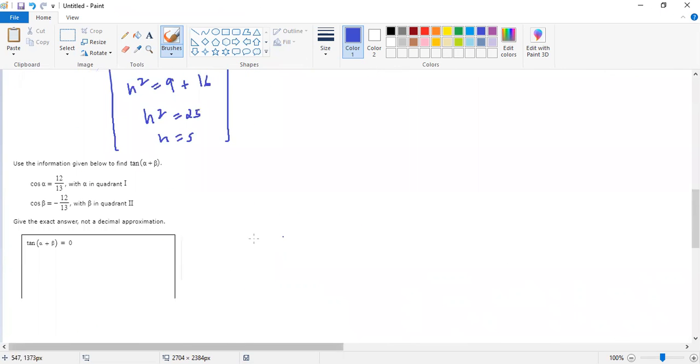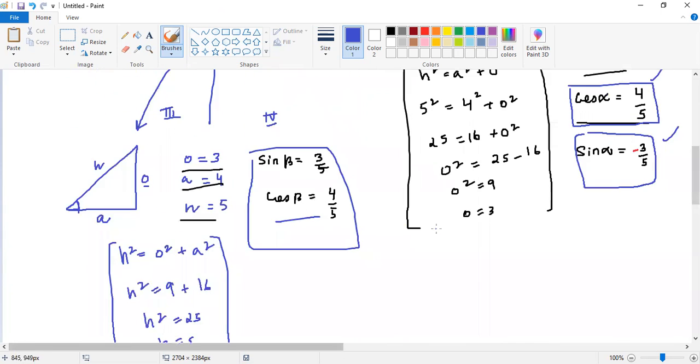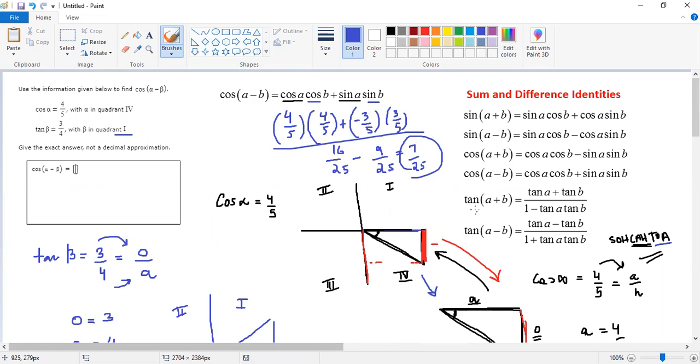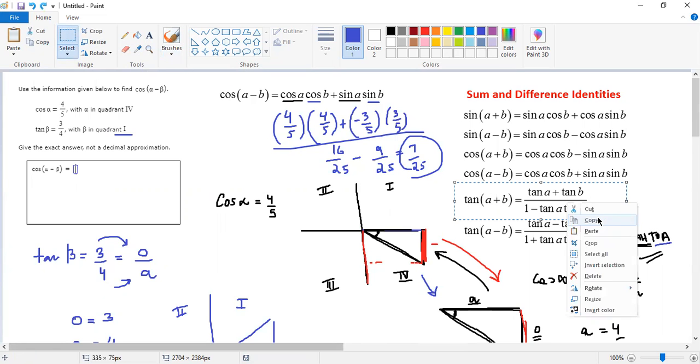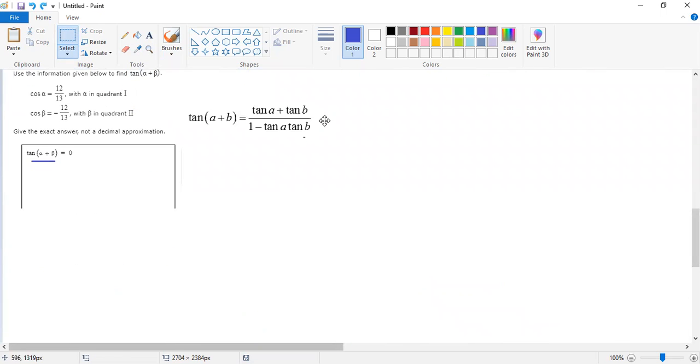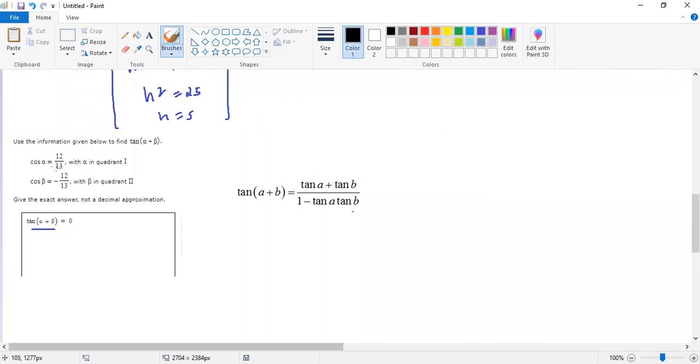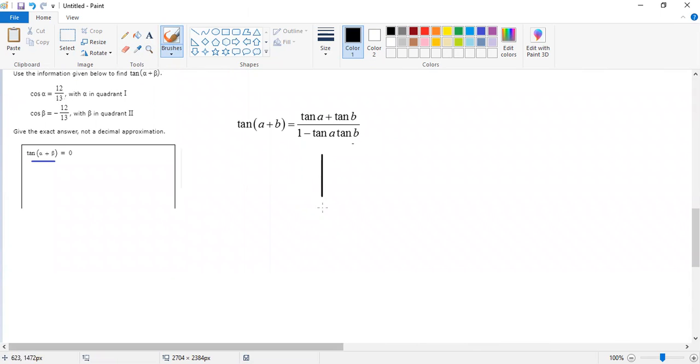So we figure out which one we're going to use. We're using the tangent formula, a plus b, or alpha plus beta. And the tangent alpha plus beta formula is right here. In this case, we're told that the cosine of this particular angle is 12 over 13 in the first quadrant. So again, it's just a clue. We're in the first quadrant, and we have an angle whose cosine is 12 over 13. If you think about this as a triangle, it looks like this.